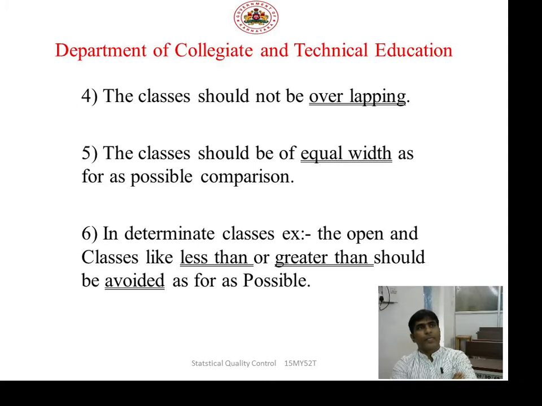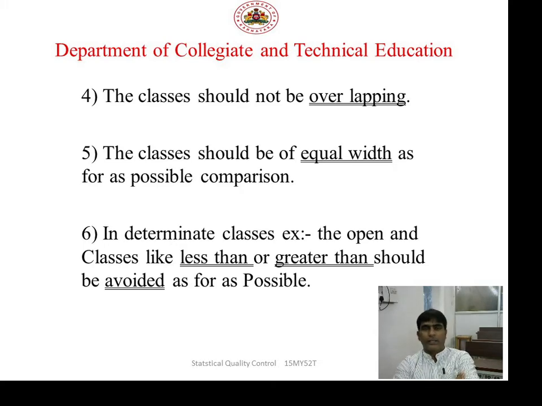Next one, the classes should be of equal width as far as possible. So keep the class width as equal values. For example, previously we saw 0 to 8, 9 to 16, next 17 to 24, like that. The class width should be equal as far as possible. In some cases, the last class may not be of equal width.